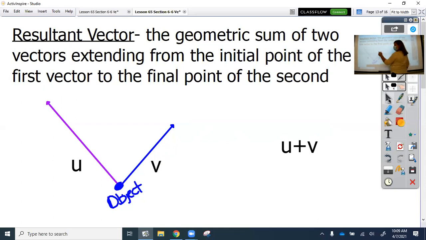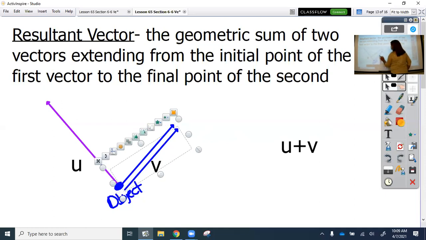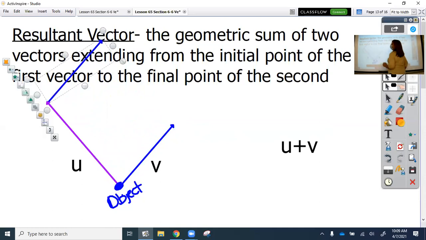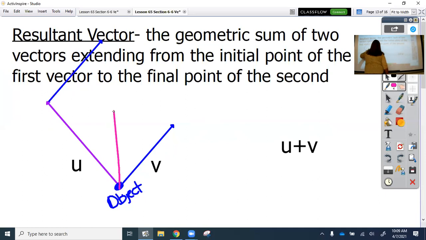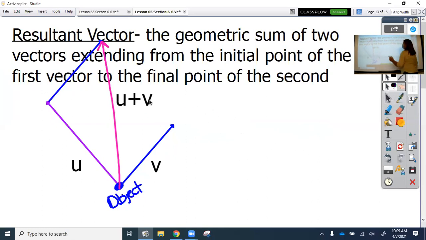Really, when I want to see how those two are acting together, I want to put them end to end. To see how they act together, you put them end to end, and you connect. So that pink line, that is the resultant. And that is the geometric sum of U plus V, what actually happens as we're pulling on them.